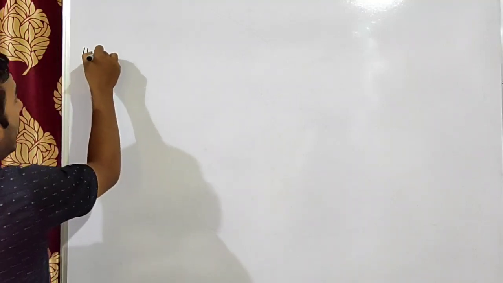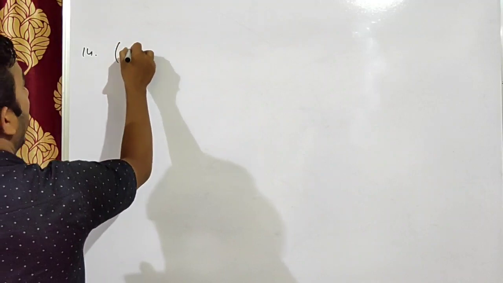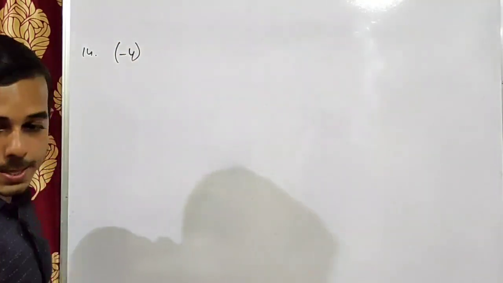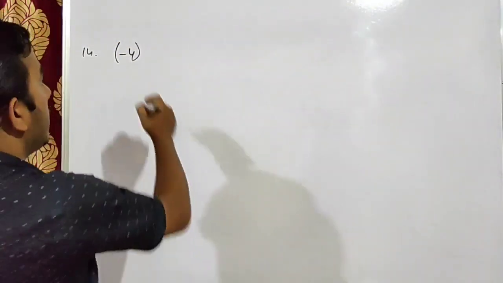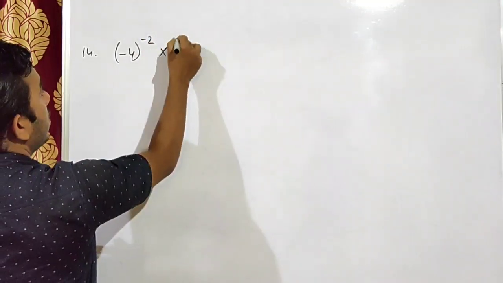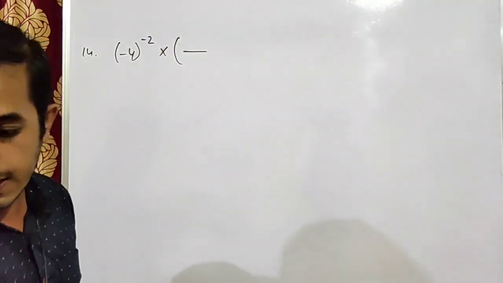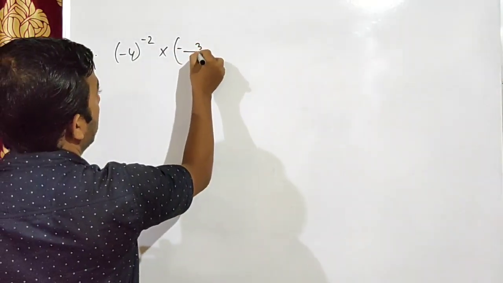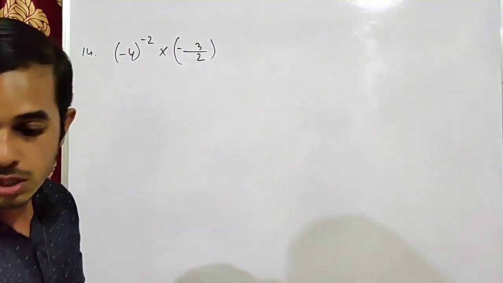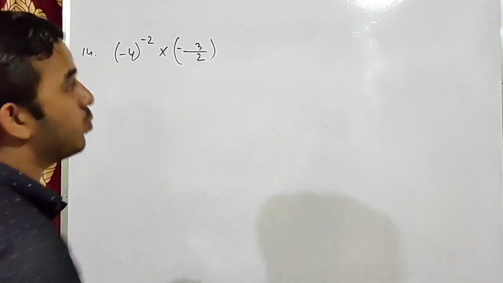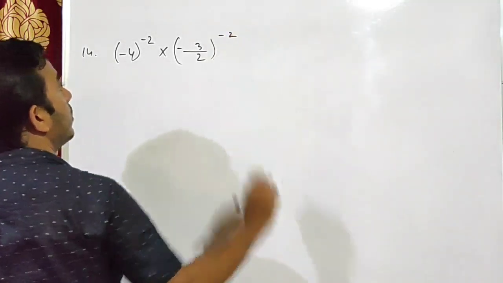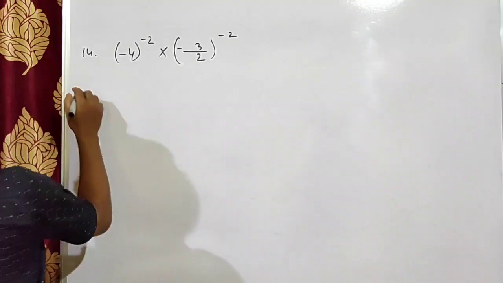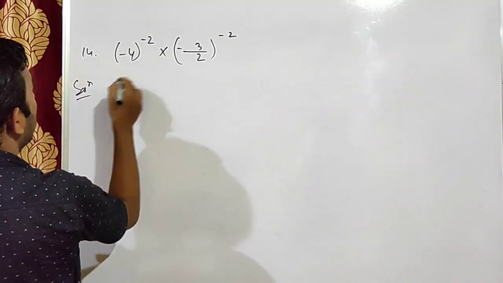So the next question is simplify, for number 14. Here it is asked: minus 4 to the power minus 2 into minus 3 by 2 to the power minus 2. Okay, no problem. Let's have a look and let's find out the solution.